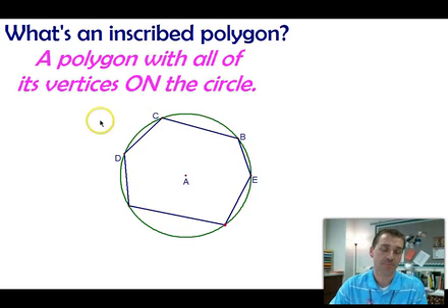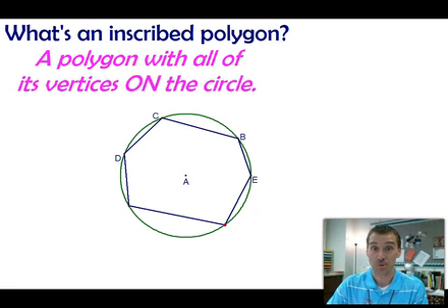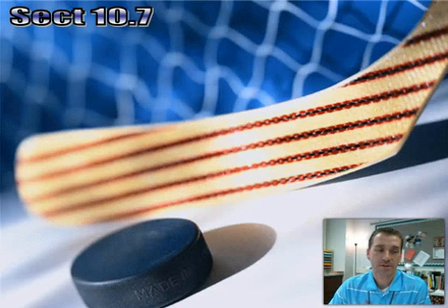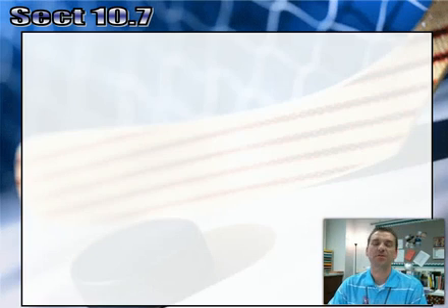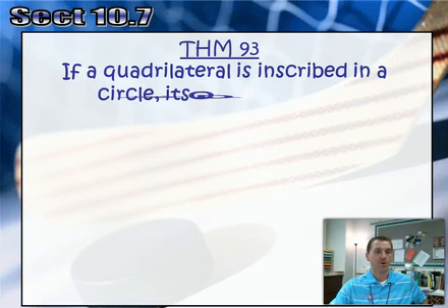Could you have an inscribed dodecagon? Sure, it'd be 12 sides, 12 vertices on the circle. Could you have an inscribed pentadecagon? You betcha. Could you have an inscribed nonagon? You betcha. But in this video we're going to talk about a theorem that just deals with an inscribed quadrilateral and how the angles are related in that. So let's go to the theorem. Back to this picture. Here's the theorem, and I actually left it out intentionally. I left it blank, so I didn't finish it. We're going to use it.